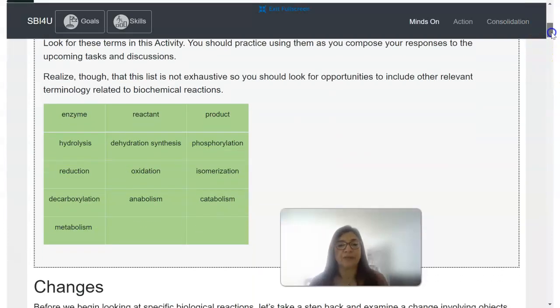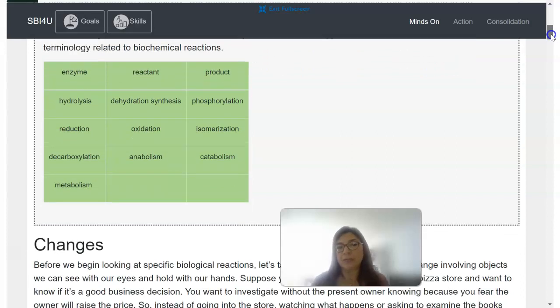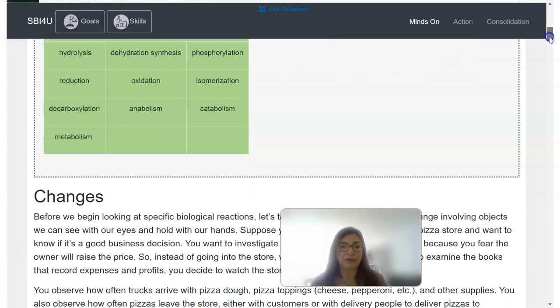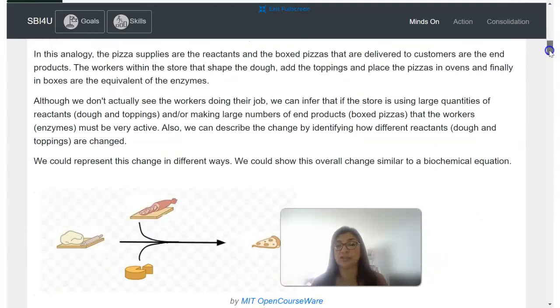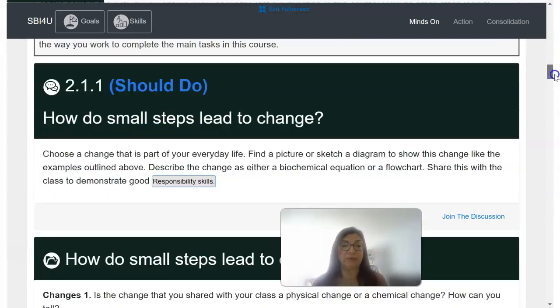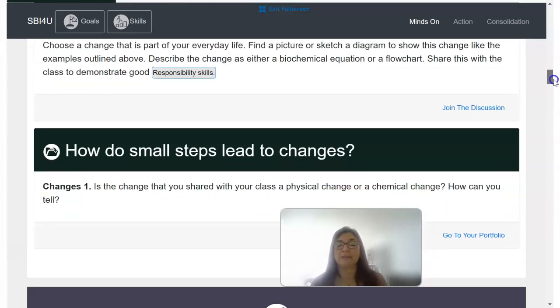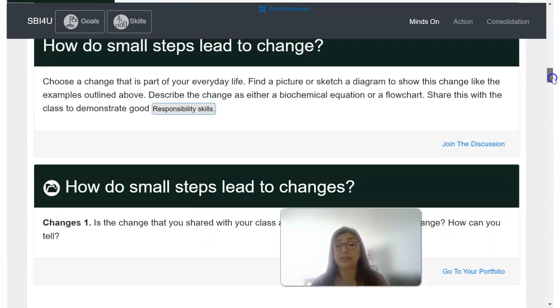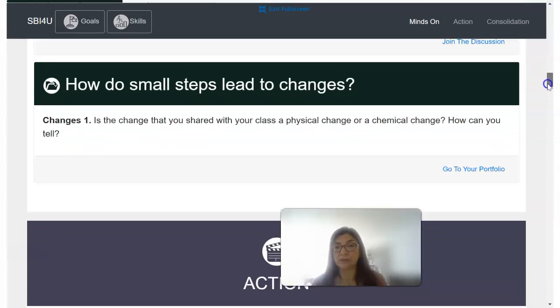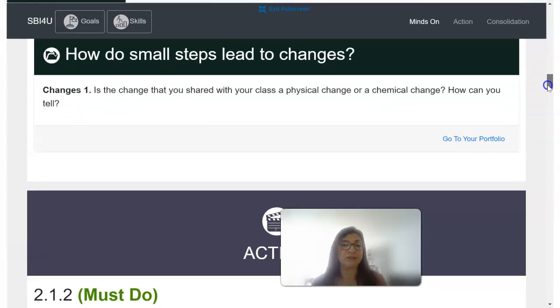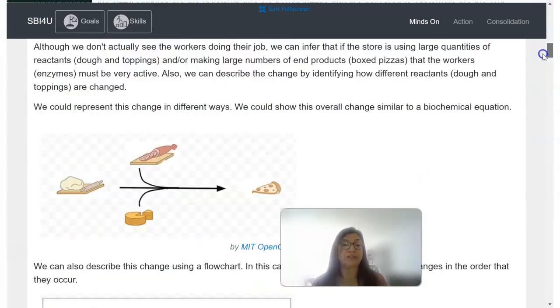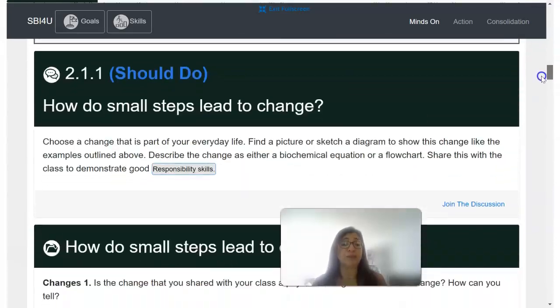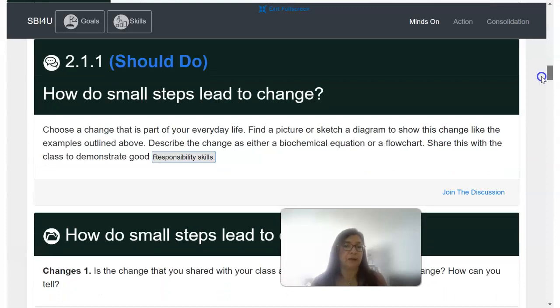So you'll start with a list of key terms, put them down, try to use them while creating your graphic organizers. And we understand what is change. So you keep reading this and post your reflection in a discussion and respond to 2 other students' discussion posts, then put another reflection in your portfolio. So this is the first should do.